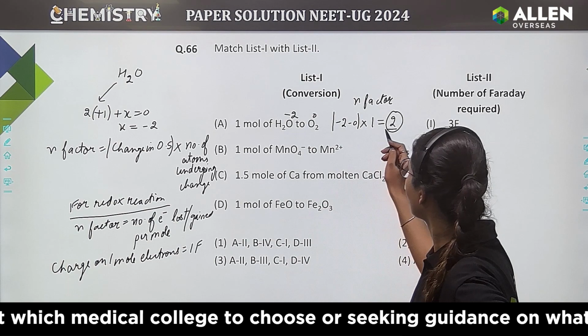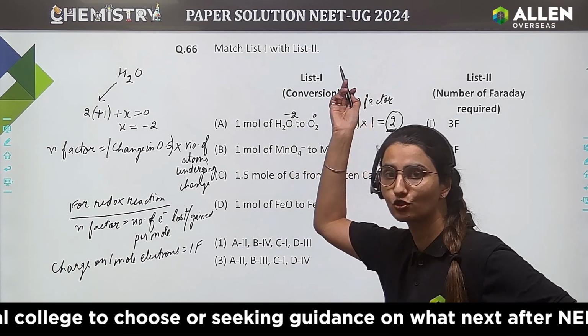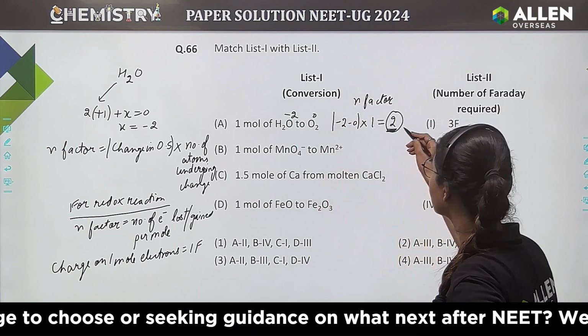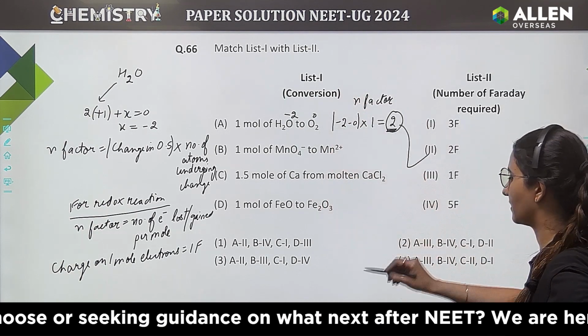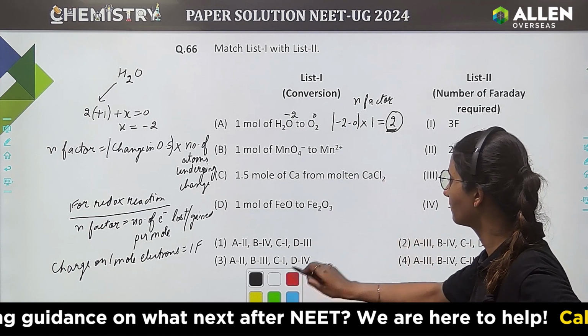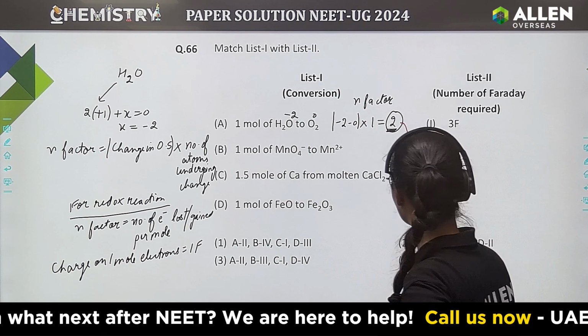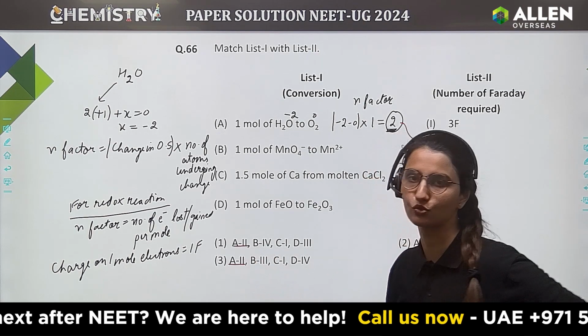So when n factor is 2, it means 1 mole of H2O2 will require 2 mole electrons. 2 mole electrons means how much charge? 2 Faraday. How much charge, students? 2 Faraday. So the first is second in these two.